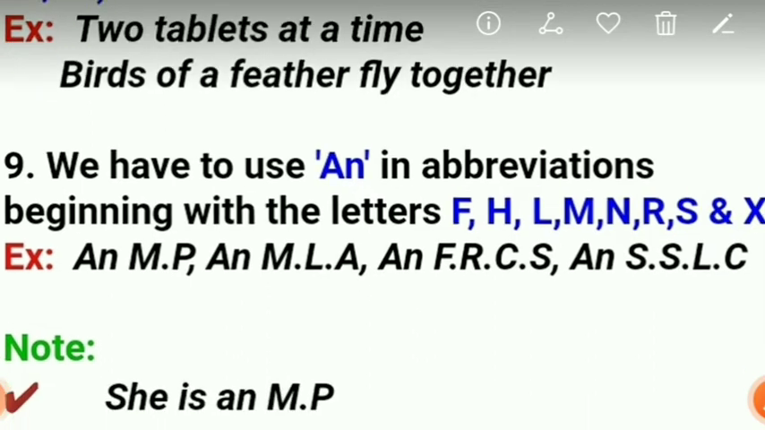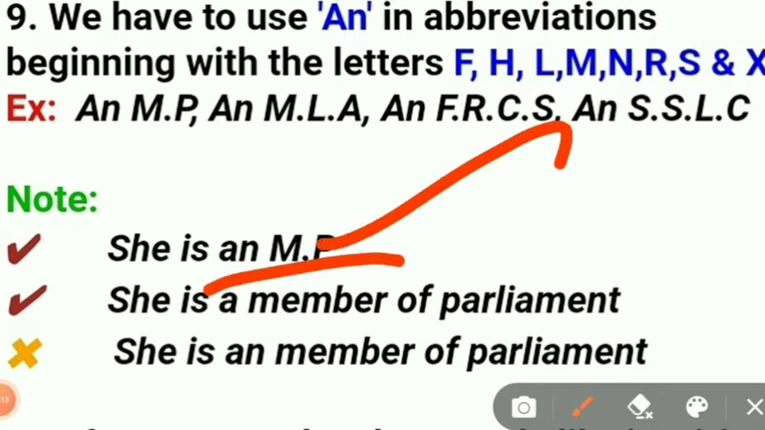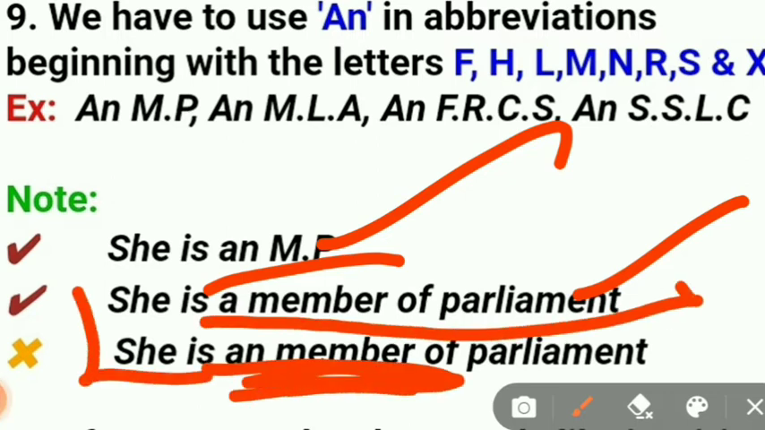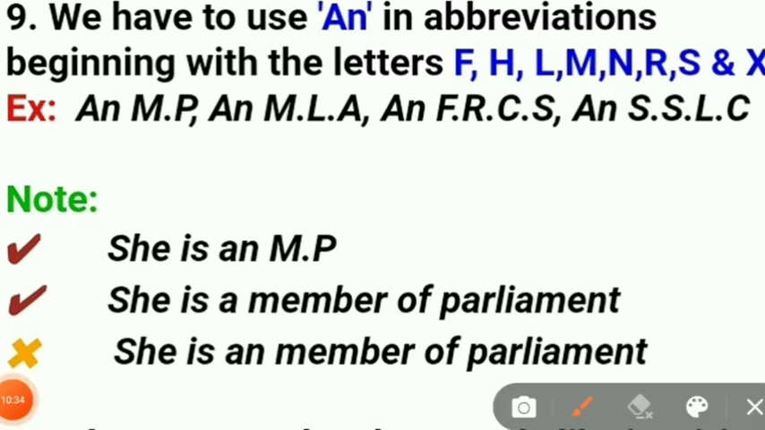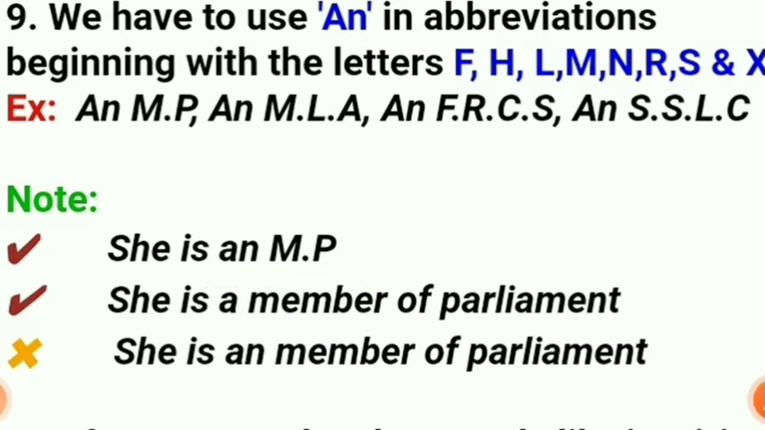Note, she is an MP. It is correct. She is a member of parliament. She is an member is wrong; she is a member of parliament. Here the pronunciation of member begins with a consonant sound, that's why we use a. A is used before a consonant sound. An is used before a vowel sound.